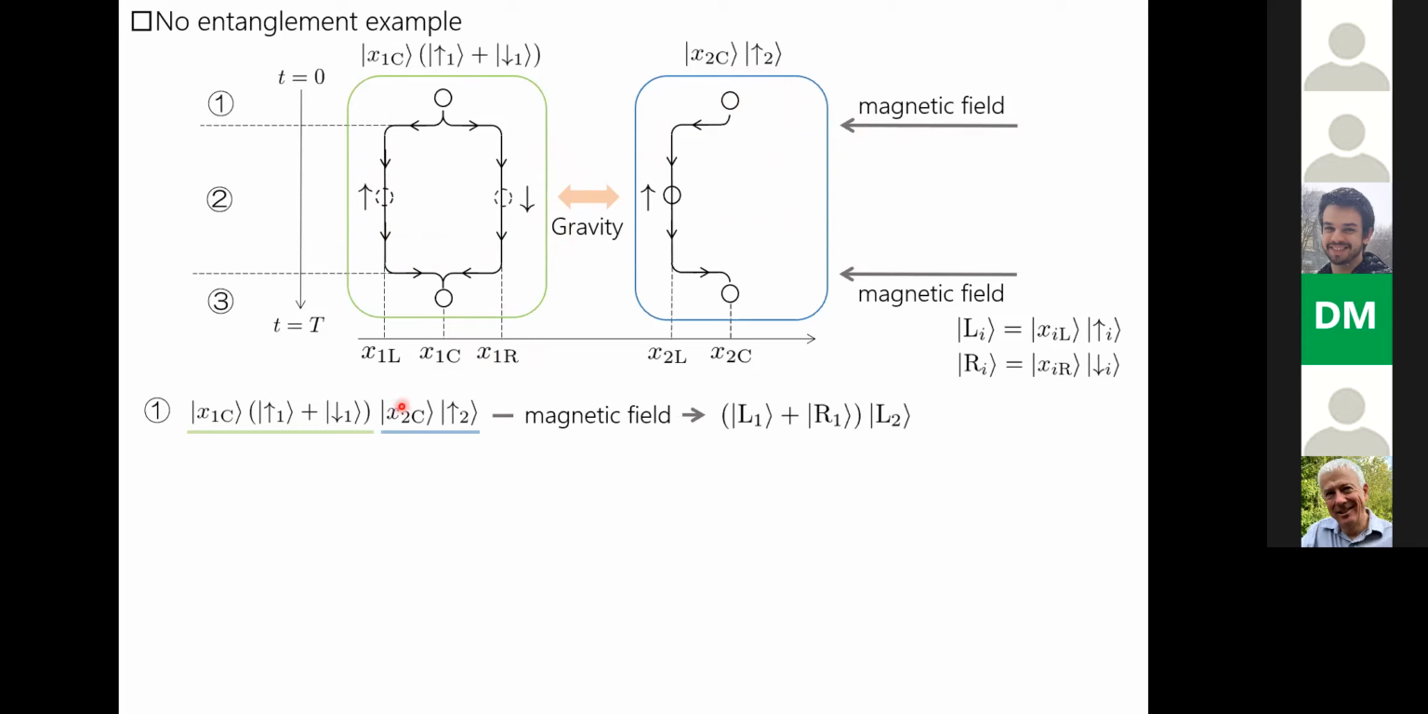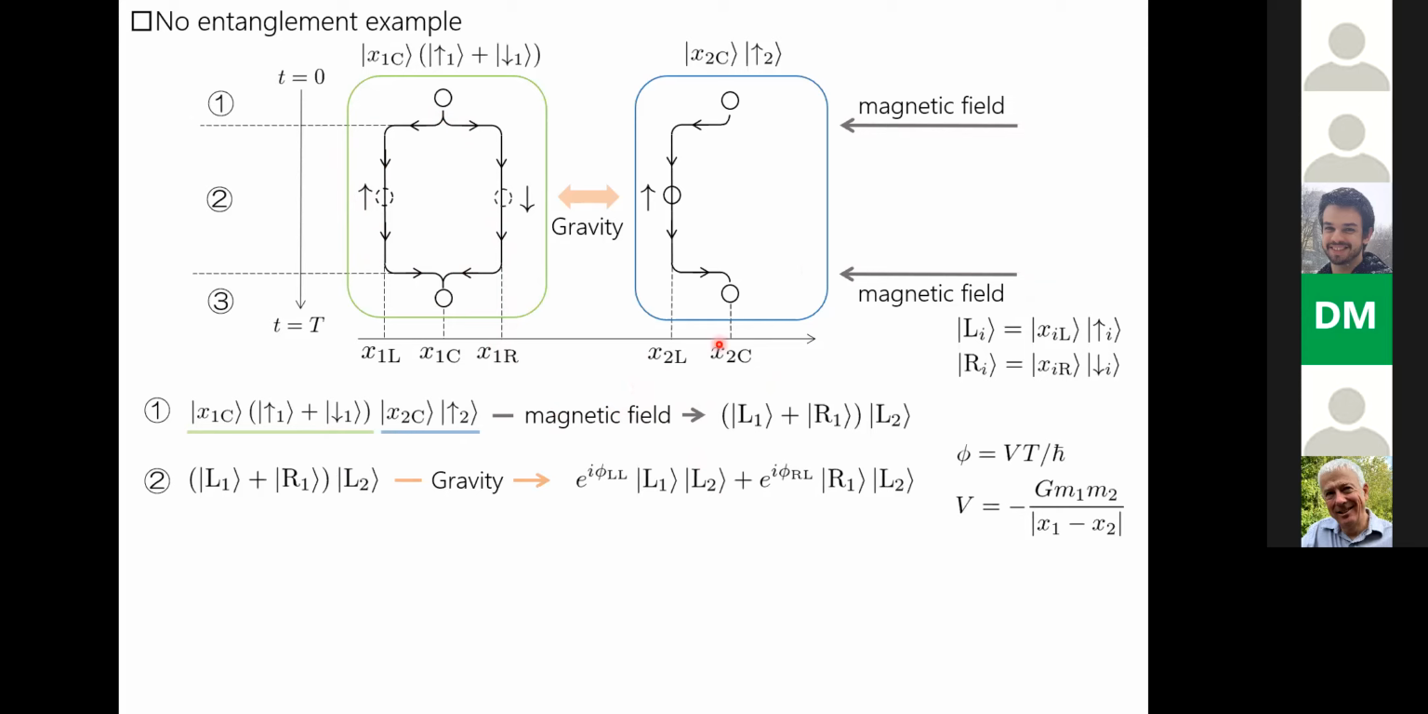The state of the particles is given in this equation, where the states Li and Ri are defined by these equations. For example, the state L1 represents that the particle in the green part is in the up spin state and moves on the left. On the other hand, the state R1 indicates that the particle in the green part is in the down spin state and moves on the right path. During this experiment, we assumed that each wave packet of the particles does not spread.